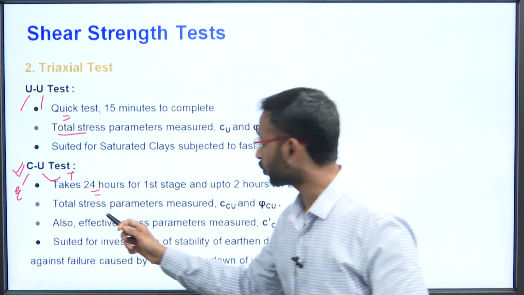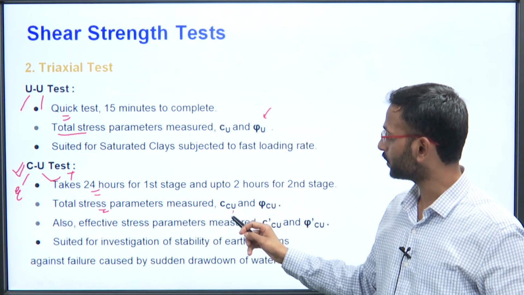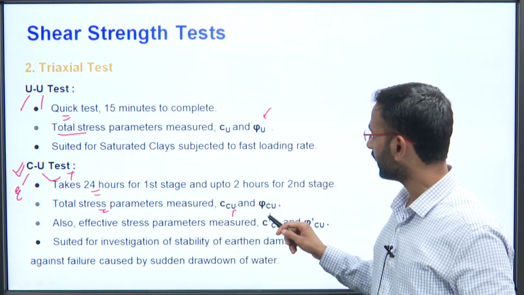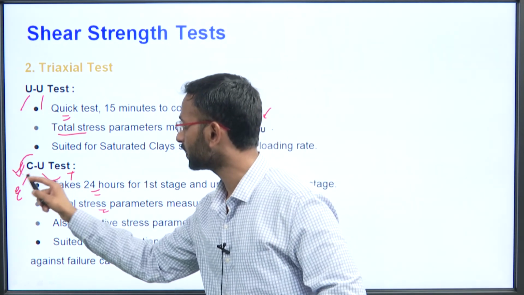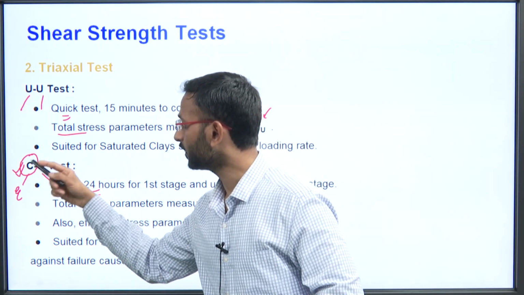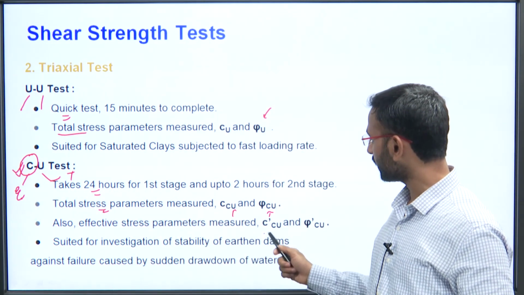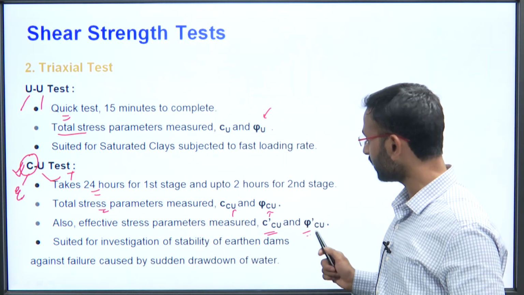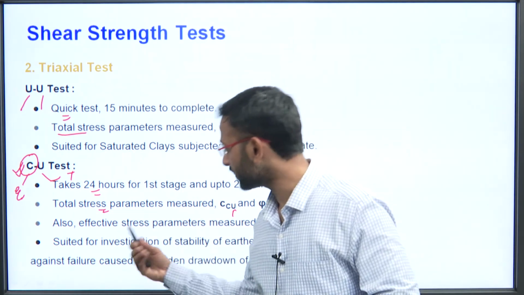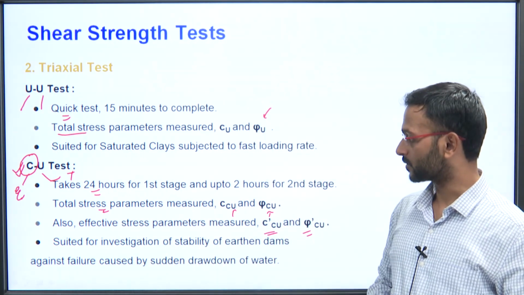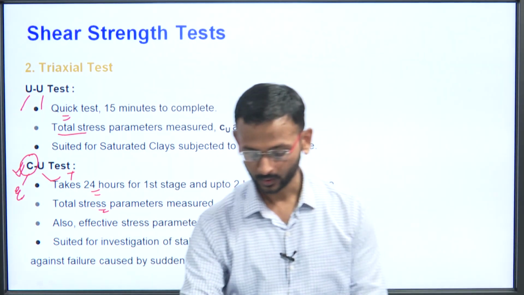Then if we talk about the total stress parameters here, okay, so in this case, C of CU, because it is a CU test there, and phi of CU. Acha, in the very first stage, consolidation is taking place. So these are the effective stress parameters there. So here it is C dash, and phi dash value. So these are the two effective stress values. These are suited for investigation of stability of earthen dams against failure caused by sudden drawdown of water, okay.